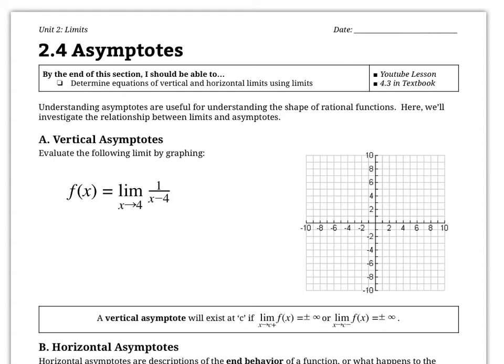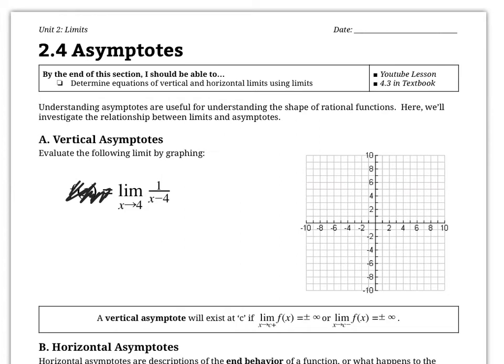Here we're going to examine asymptotes and how we can apply limits to asymptotes. So first of all, we're asked to evaluate the following limit by graphing. Now I'm going to just get rid of this f of x part here. We're just trying to evaluate that limit. Don't worry about the f of x. So in order to evaluate the limit, we have to graph 1 over x minus 4.